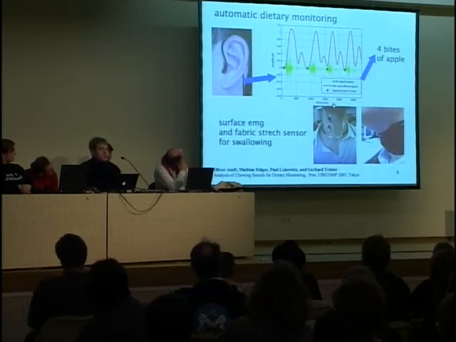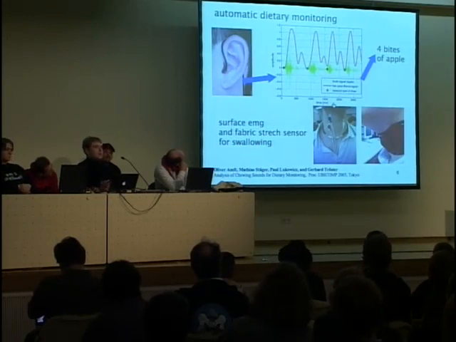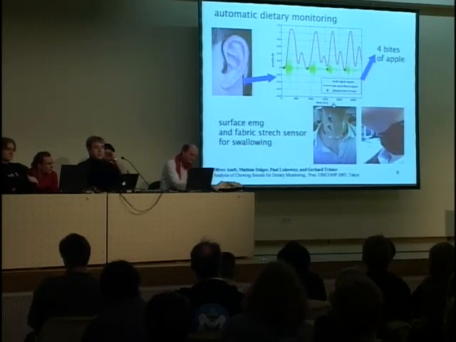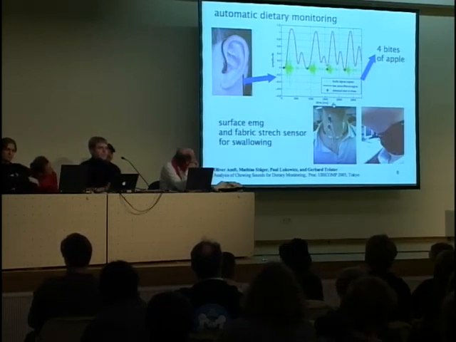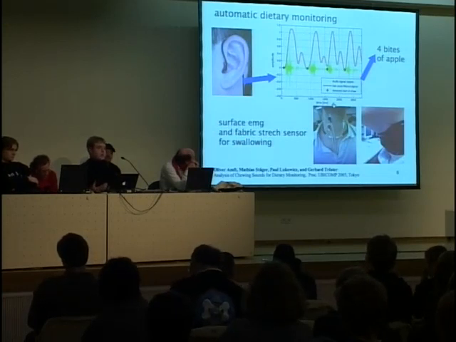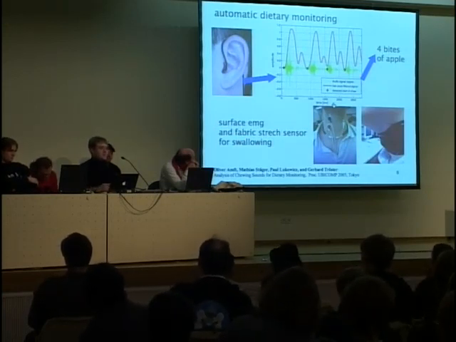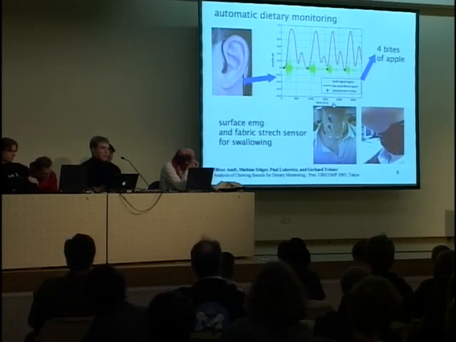Going towards healthcare, a friend of mine, Oliver Amft at ETH, was doing some automatic dietary monitoring. You use an in-ear microphone and you can actually recognize chewing sounds, so you know how often somebody is eating or drinking something. You can also distinguish what somebody is eating because, for example, fruit like apples make a quite distinct sound from potato chips. But it won't help you recognize if you drink low-fat milk, and so on.